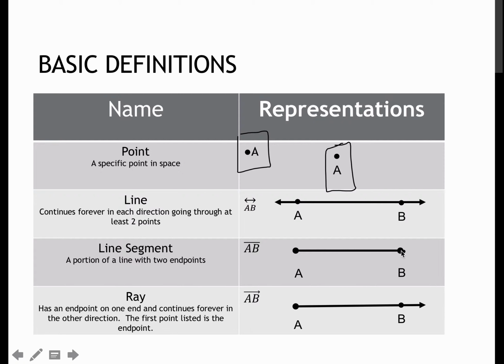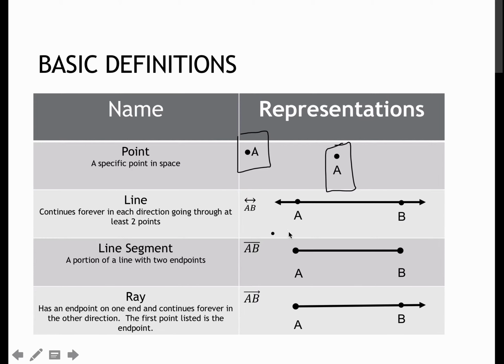There's a point A and a point B within this line segment. There's a point A and a point B within this ray. So points can be all by themselves or as a part of something else. A line is going to continue forever in both directions. It's okay to have a couple of points on there, but note that the arrow continues past the points on both of those.